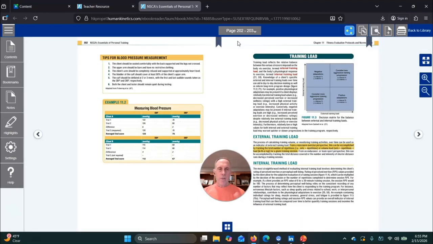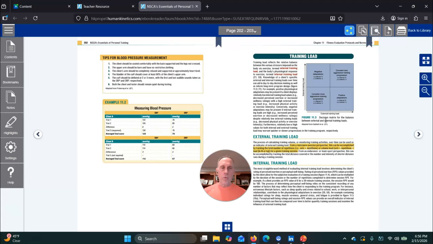With training load, they have this kind of grid pattern, this 2 by 2 little matrix going on. And they talk about external training load and internal training load. And I'll just read it. But training load reflects the relative balance between various stressors imposed on the body via exercise, termed external training load, and the body's physiological response to exercise, termed internal training load.